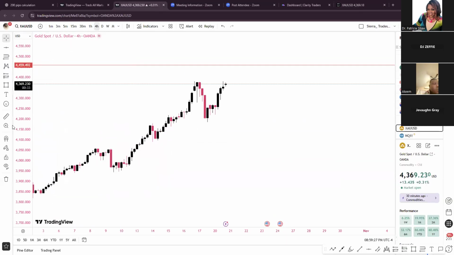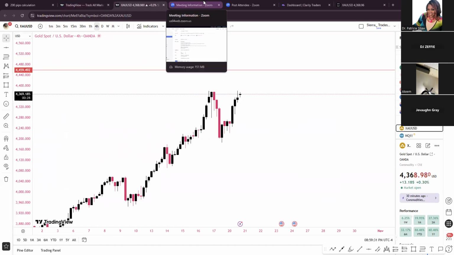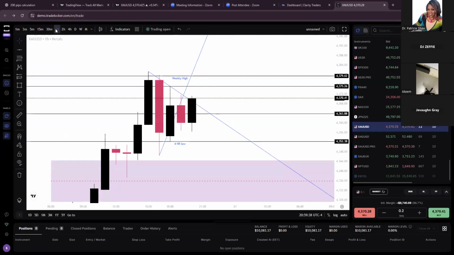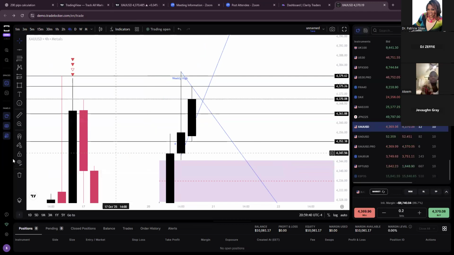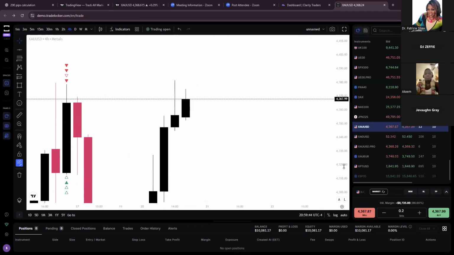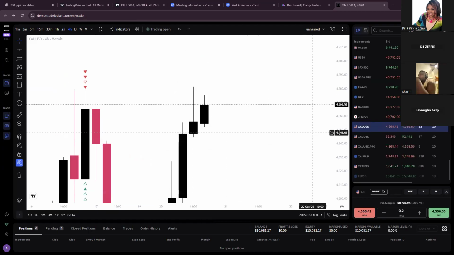All right, so we got 30 seconds left. And then we'll get a new 4 hour candle and a new hourly candle. All right, and we see here on our 4 hour that this 4 hour candle is an inside bar. So we already know that we're looking for price to break to the upside of this candle or to the downside and retest it to let us know our direction.